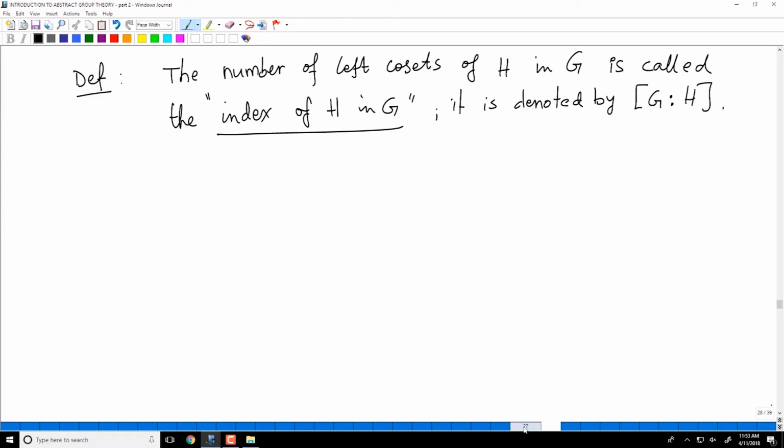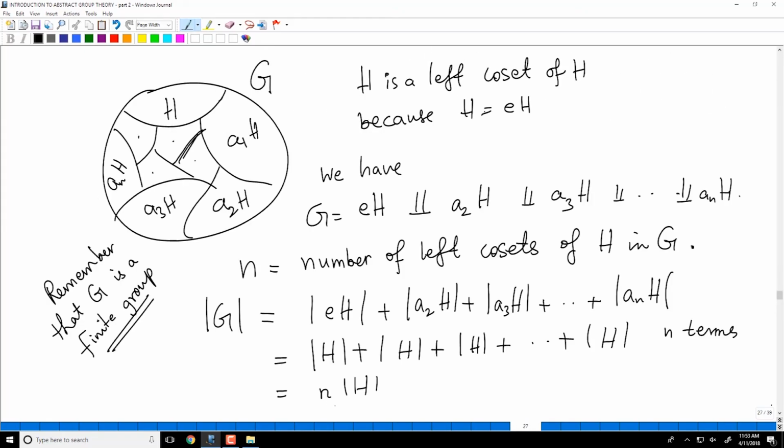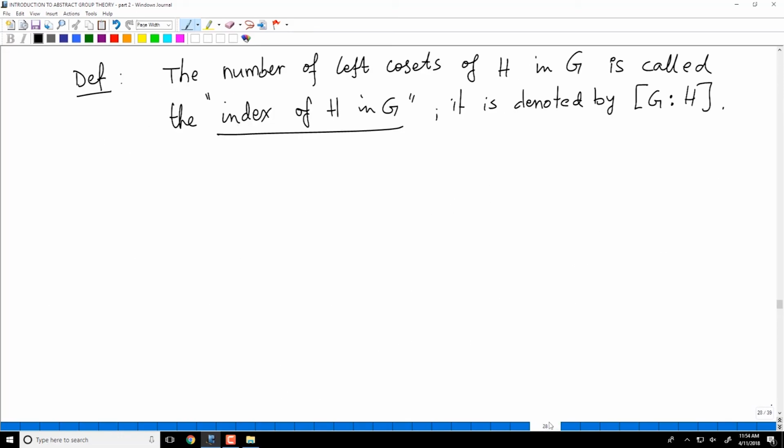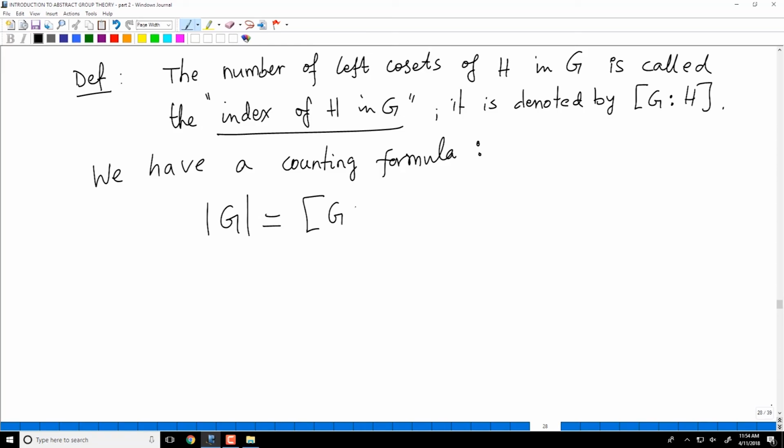So the previous slide we ended with this statement: the cardinality of G is n times the cardinality of H, where n is the number of left cosets. I have given this a name now. So we have a counting formula. So this is an important counting formula in group theory. We are going to encounter other counting formulas, which are formulas to count elements of a group in various contexts. The first example of a counting formula is this: the order of a group is the index of the subgroup H times the order of H. So this is the counting formula.